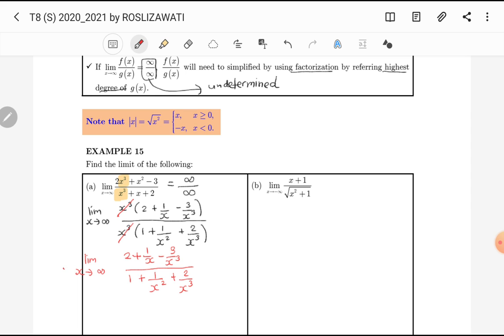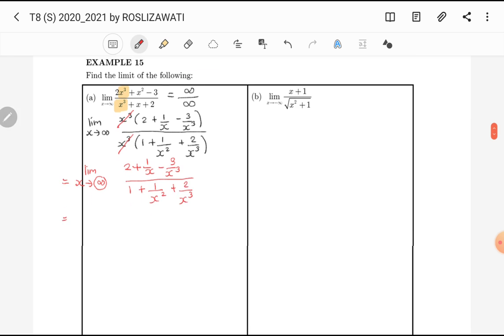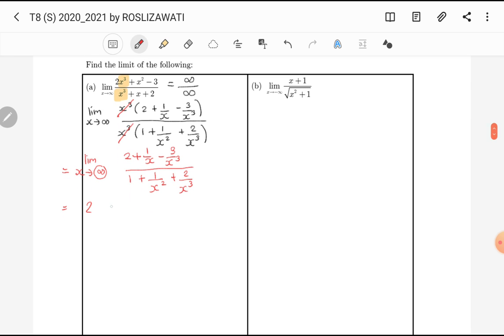Okay, and after we simplify, the last step is to substitute infinity into the function. Ya? Okay, so kita akan gantilah 2 plus 1 over infinity is 0 minus 3 over infinity is also 0, divided by 1 plus 1 over infinity is 0 and plus 2 over infinity is 0. And the answer is 2.